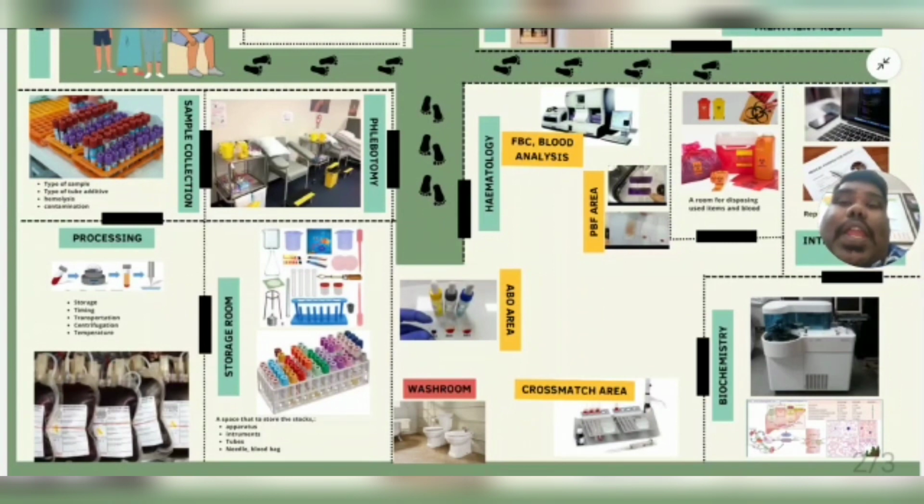Okay, let's move on to biochemistry. Biochemistry is a department where we will be conducting the extraction of blood for tests related to urine, liver function, lipids, and all of those. So for that we need a machine, and the machine must be at a proper temperature. It is advisable to place an air conditioner above the machine, so the machine will be at a proper and accurate temperature.